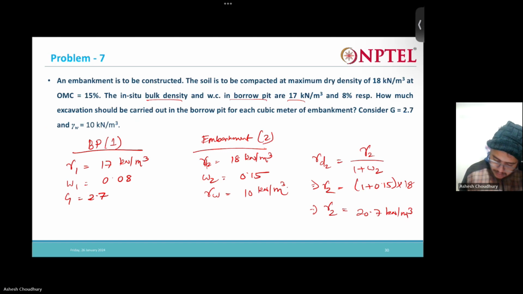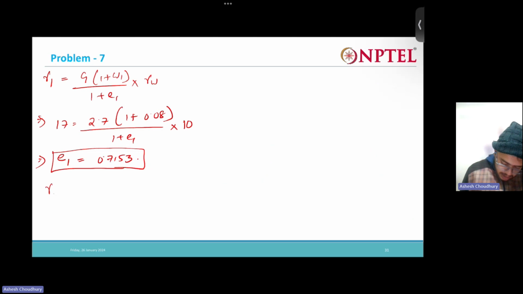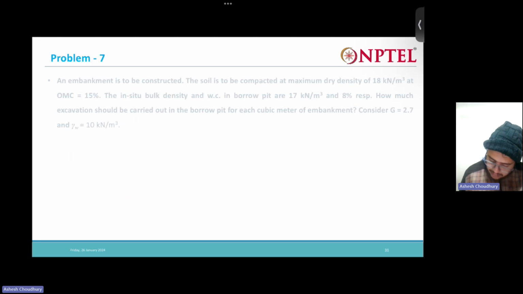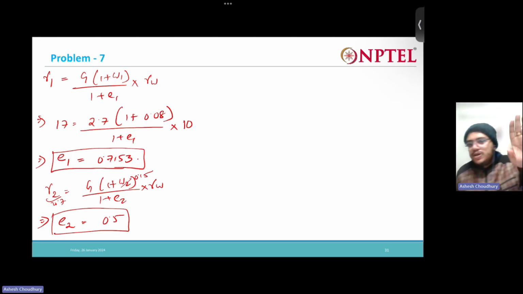Void ratio at the borrow pit. Now again gamma 2. From here, if I put all the data, gamma 2 I have found out is 20.7. So if I put this, and put 0.15, everything, e2 will come out as 0.5. So I need to reduce the void ratio, right? So initially at the borrow pit the void ratio is 0.7, but I have to reduce it to 0.5 and put it in to construct the embankment.